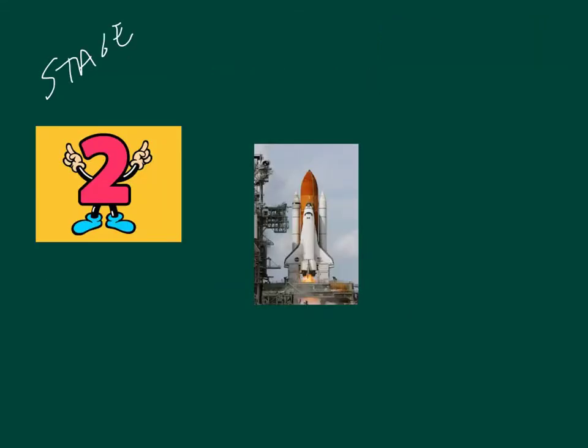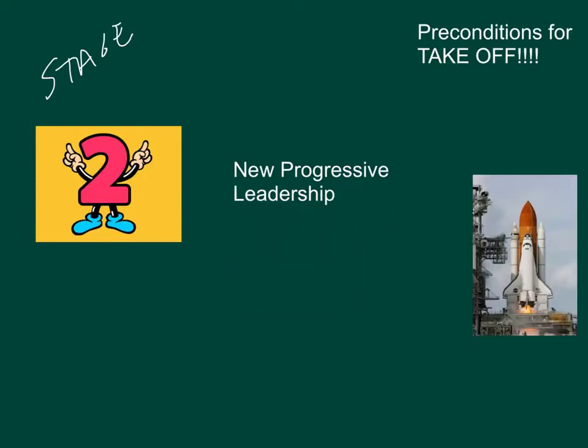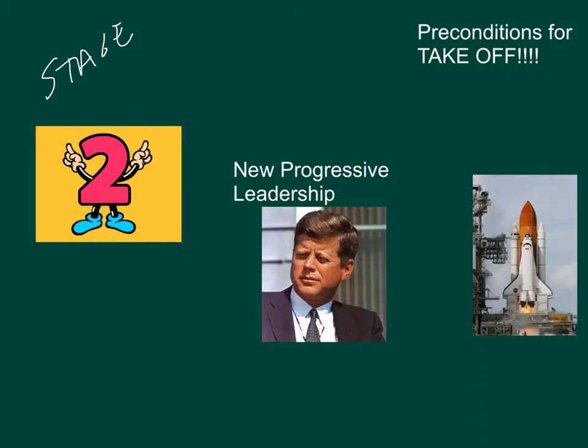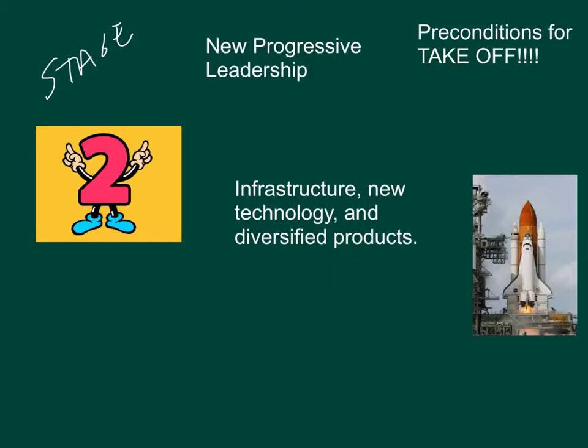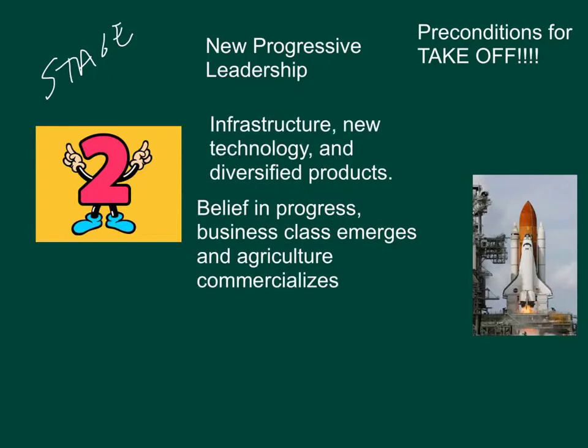Stage 2, preconditions for takeoff. 10, 9, 8, 7. Just kidding, I'm not going to go through it all. This is a stage where new leadership comes to power. There's internal investment in new technology and diversified products, and there's a belief in progress by the country as a whole. It's given value.